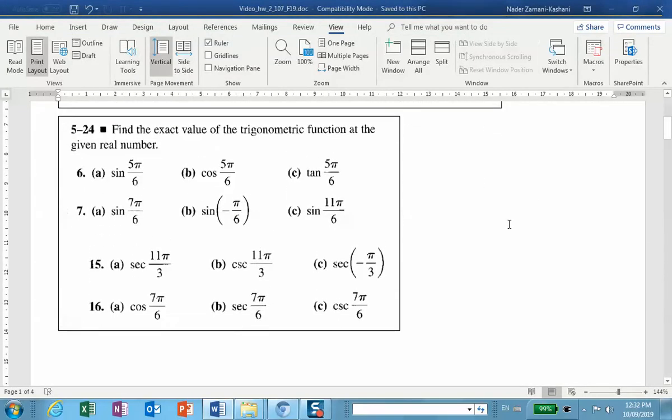It says, okay, give the exact value. Don't put it in your calculator. Of course, you can always check it with your calculator, but the intention is for you to give the exact value.